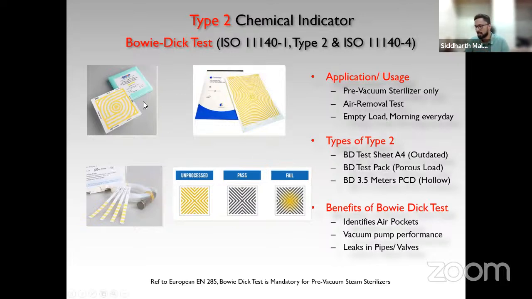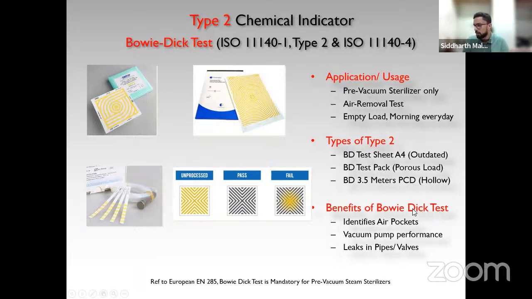So we had told there are different types of Bowie-Dick available. One is a test pack. The other one is an A4 sheet. Then there are also PCD devices, which are lumen devices. A cardiac or a neuro setup can generally use this to ensure that all the lumen devices, guide wires, catheters, or for that example, any kind of suction cannulas which are placed inside the autoclave, they undergo the complete cycle properly by removal of the air. Right? So there are several types of type 2.